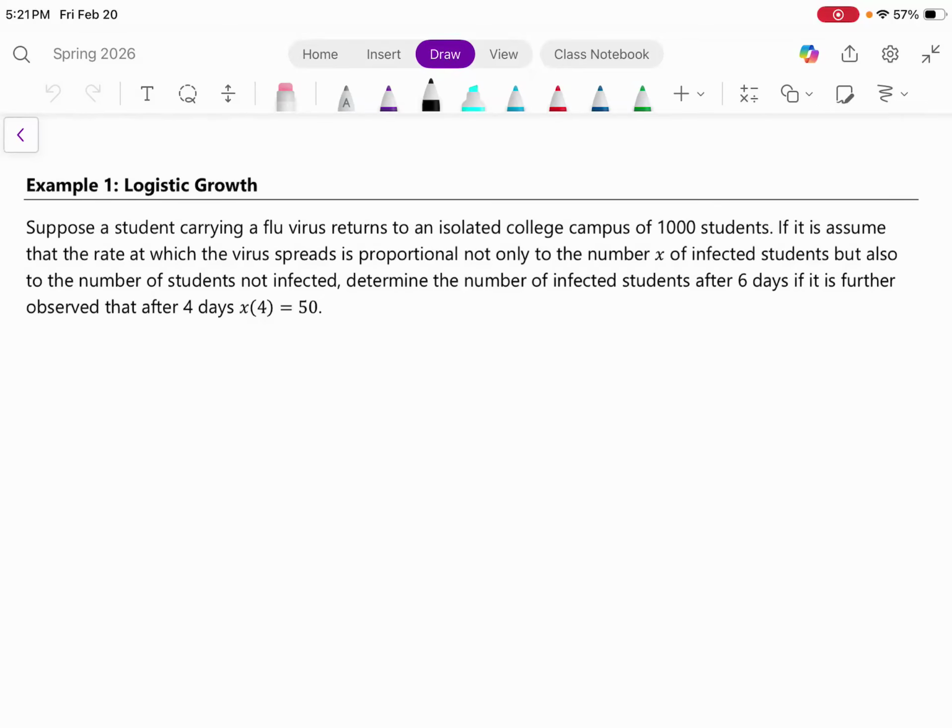In this video, we're going to take a look at a logistic growth model, particularly a spread of disease model, which is a nonlinear differential equation. So let's see what this question is asking us.